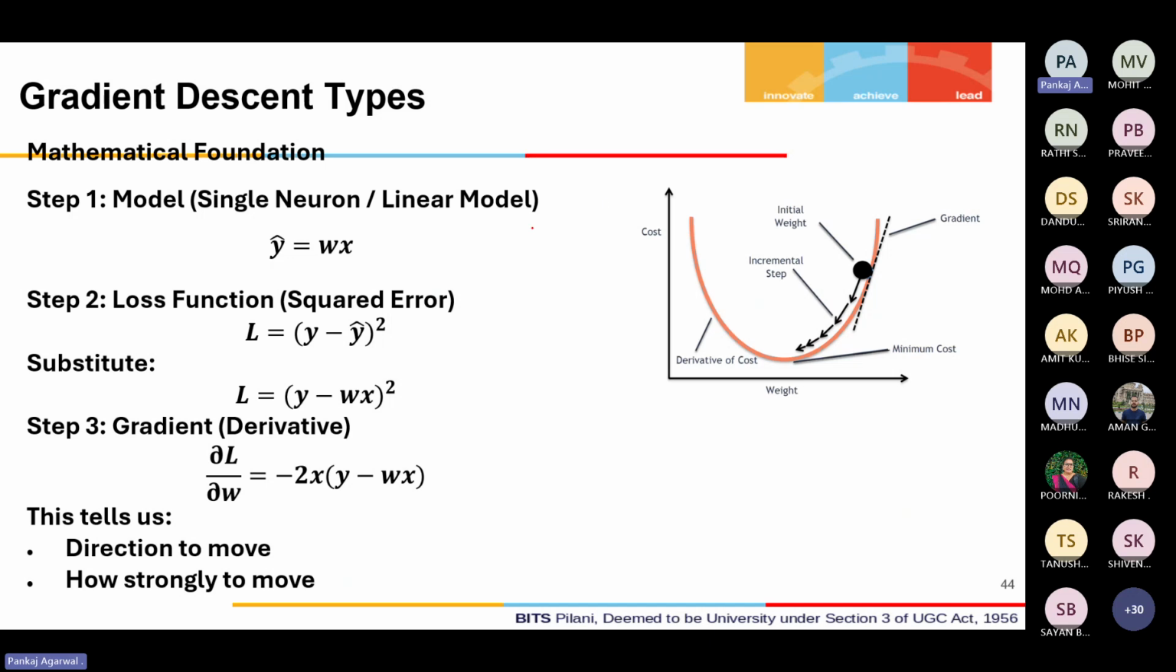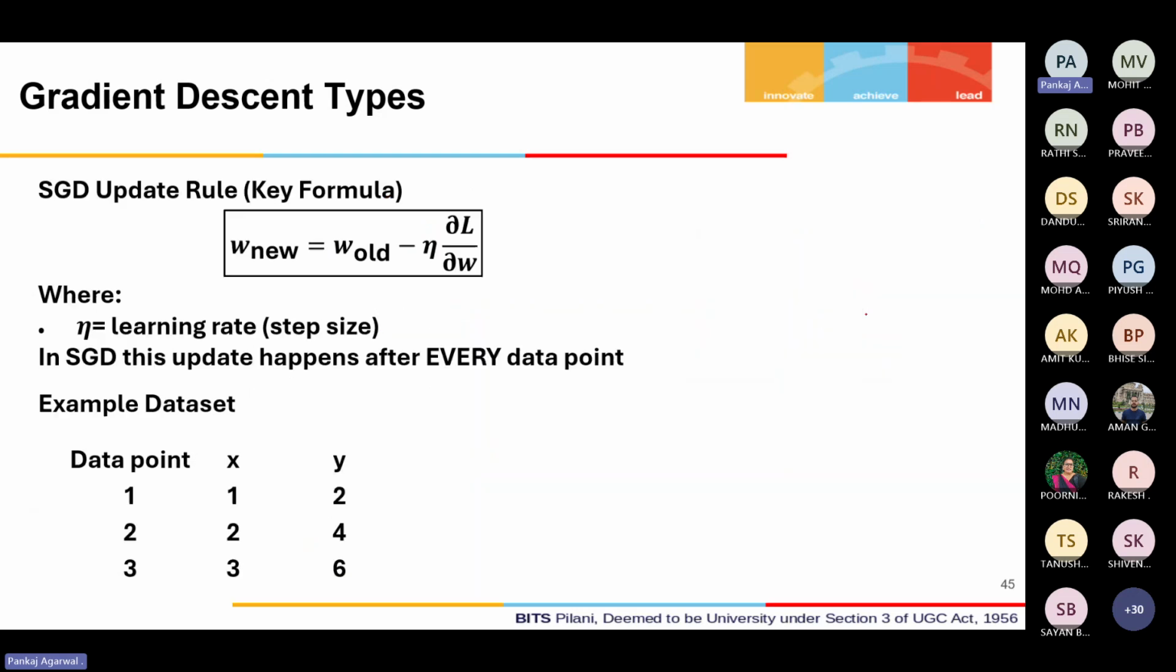So this is a simple foundation example I've given you. Suppose you have a model like this, very simple. This is a loss function. We just substitute over here, then you calculate the gradient. It gives you a direction to move and how strongly to move. Both factors have to be taken into account. And suppose this is a simple update rule, the SGD update rule, with the learning rate given. So in SGD, this update happens after every data point.